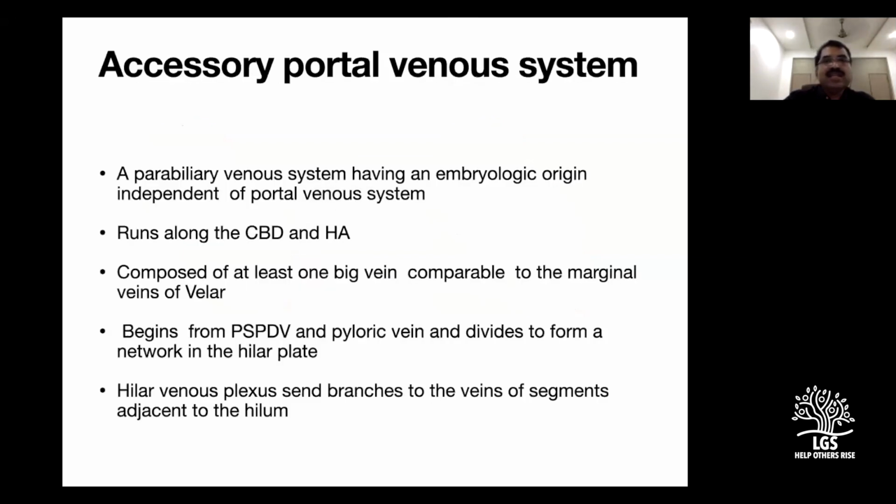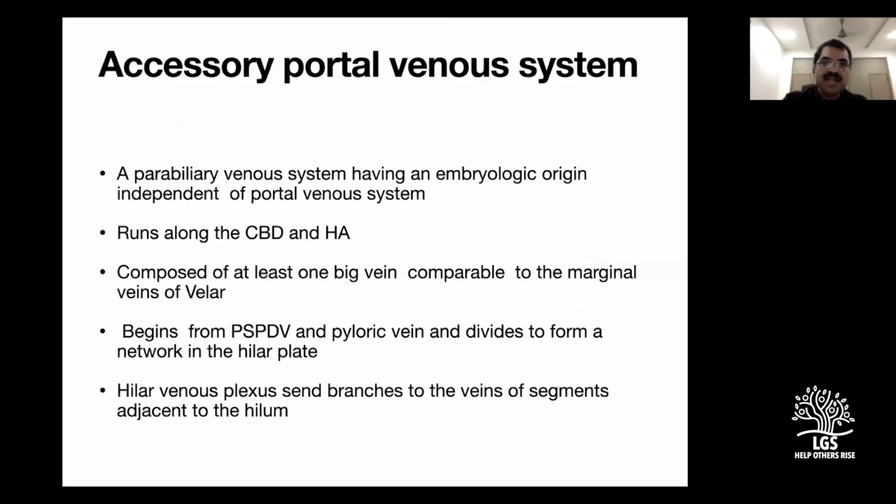So there is another important thing described in the literature. It is known as the accessory portal venous system. We know the portal venous system, which is formed by the union of the ileal and jejunal trunk, joined by the splenic vein, then the superior mesenteric vein, then the portal vein, and finally it divides at the hilum to form the right and left veins.